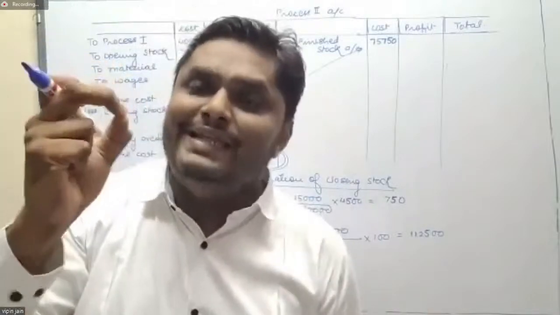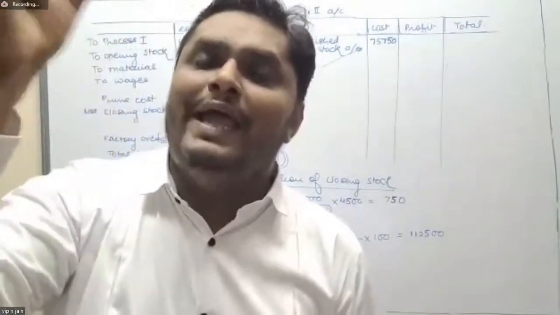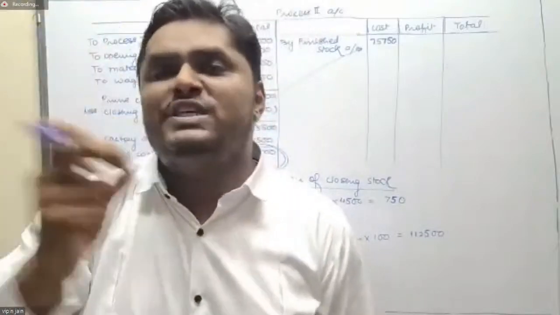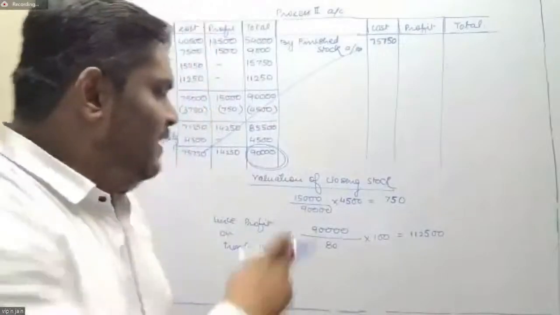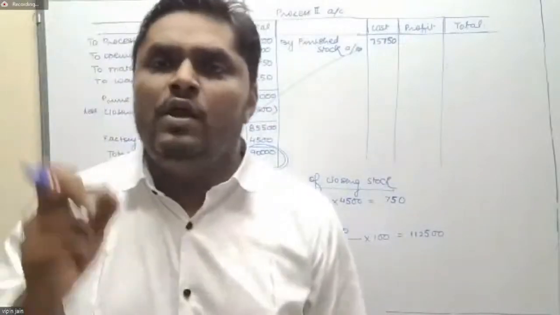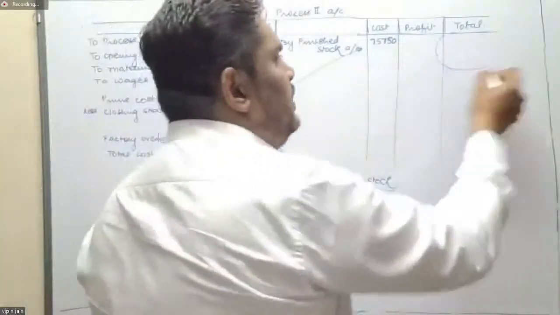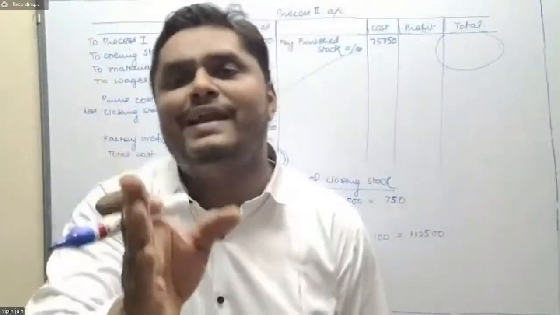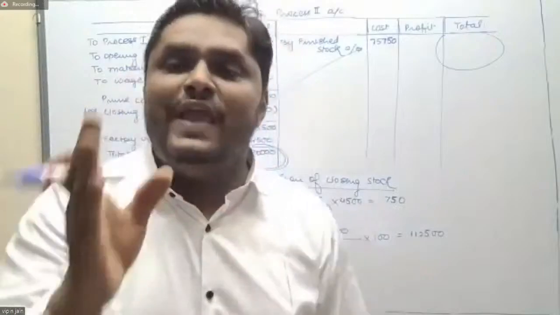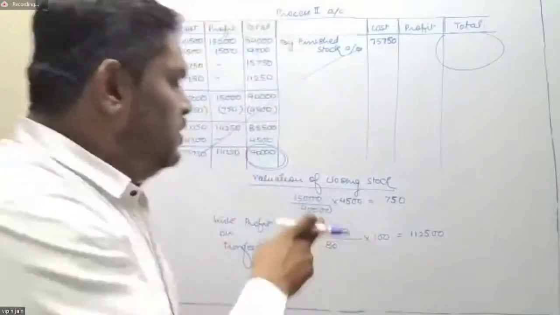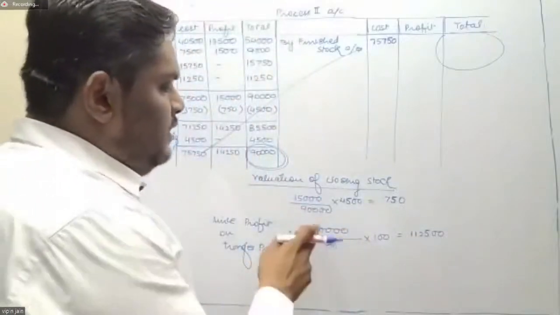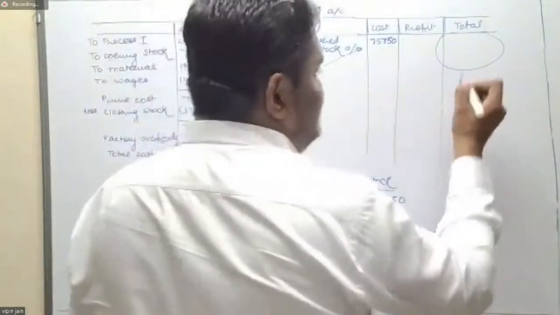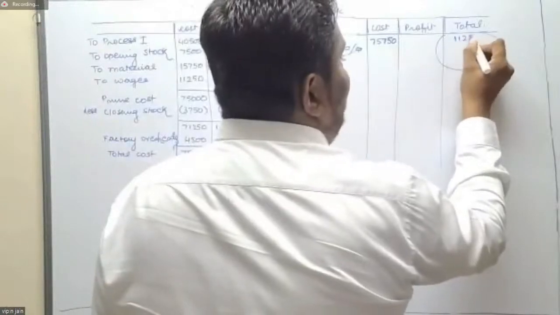Why have I calculated on 90,000? Because this 90,000 includes the profit element that is added at process first stage. I repeat again, reason being, this 90,000 includes the profit that is added at process first. So since we have to calculate the overall profit, that's why we have taken 90,000. So 90,000 is equal to 80%. So how much will be 100%? That is 1,12,500.